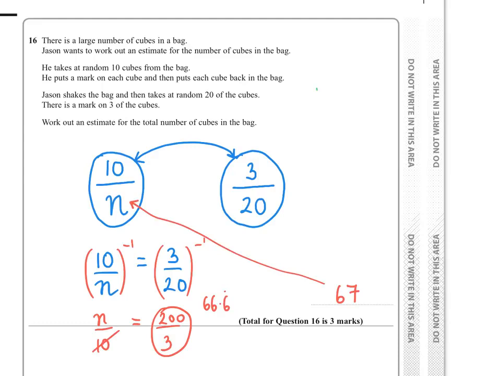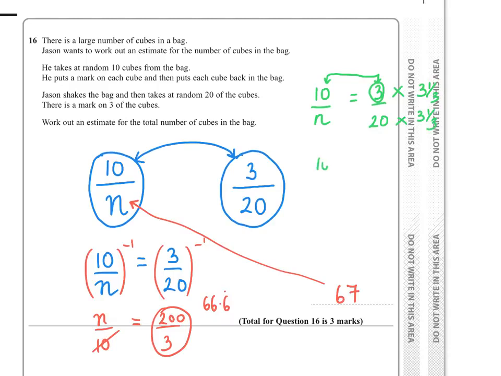I guess another way is you can say 10 out of n is the same as 3 out of 20. If you can get these two top numbers to match, what would you have to times 3 by here to make it 10? Well, you'd have to times it by 3.3 recurring, or 3 1/3. So you'd have to do the same to the top and the bottom to make it equivalent. So if you times this by 3 1/3, you'd have to times this number by 3 1/3.